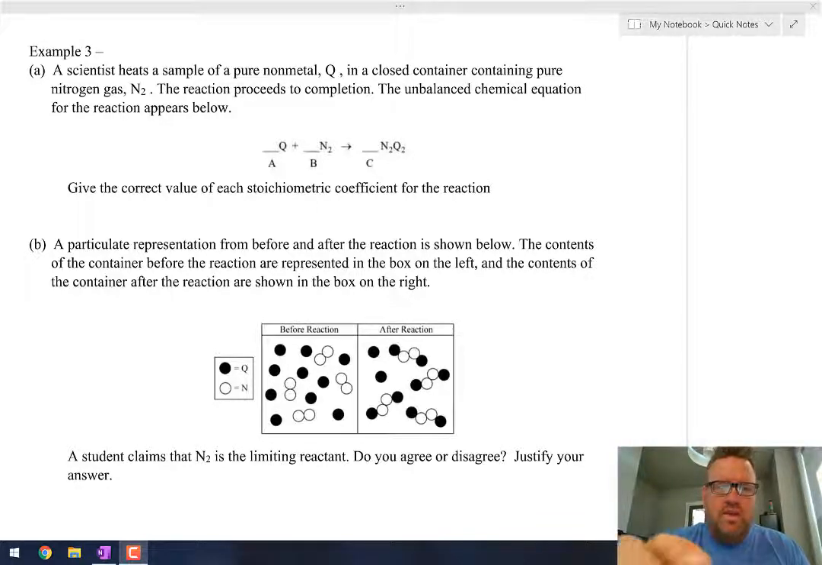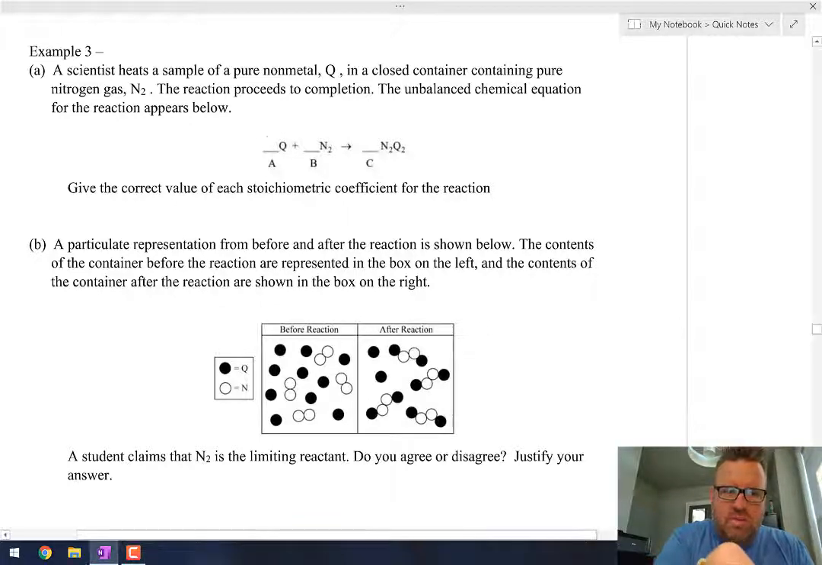in a closed container containing pure nitrogen gas. The reaction proceeds to completion. The unbalanced chemical equation here gives the value of each stoichiometric coefficient. So we do see N2, and then we see Q2, and then we see a 2 right here. So A equals 2, B equals 1, C equals 1.